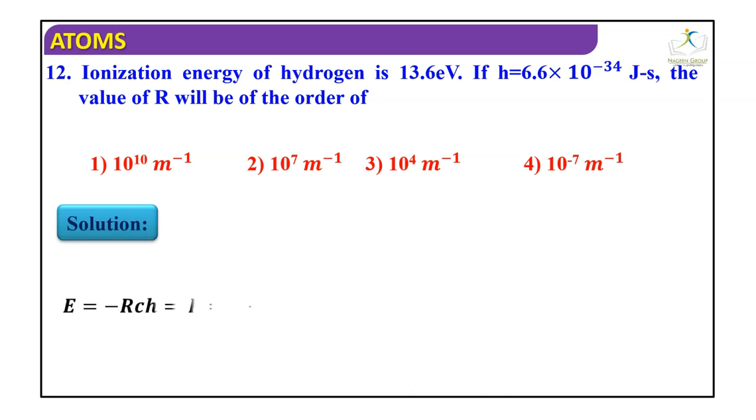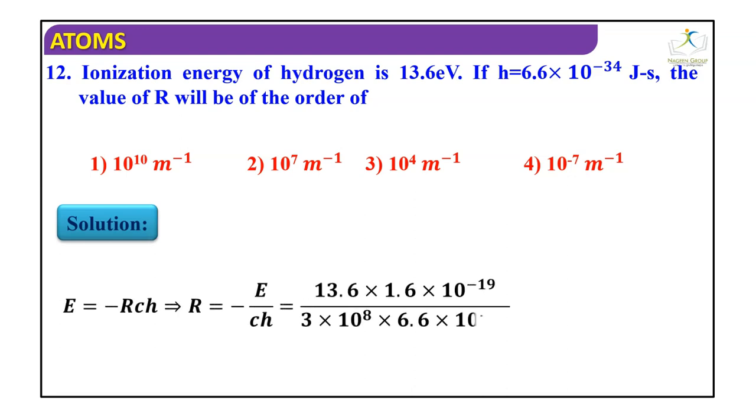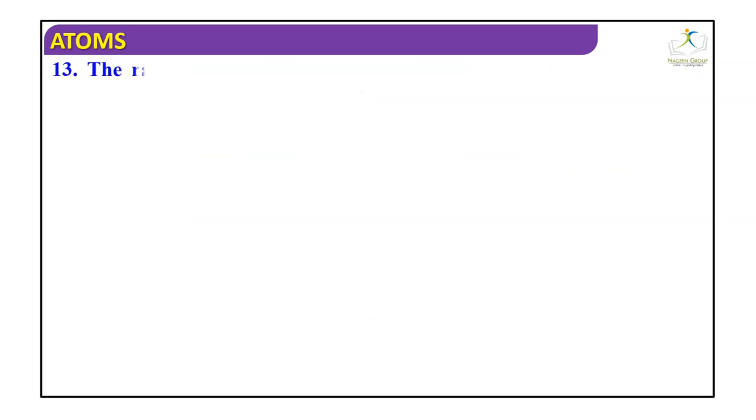Let's move on to the solution part, students. So E is equal to minus RCh. If we put in the values of E, C, and h, we get the value of R, which is 10 to the power 7 meter inverse.